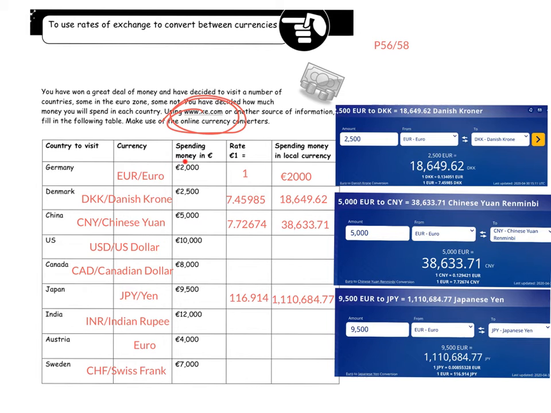Germany, this is exactly the same, as you do not convert to a different currency. They have euro as well, and then in Austria the same.